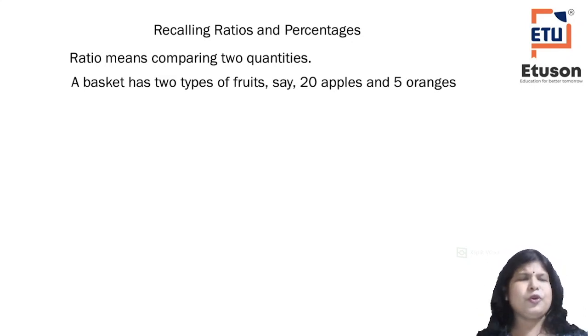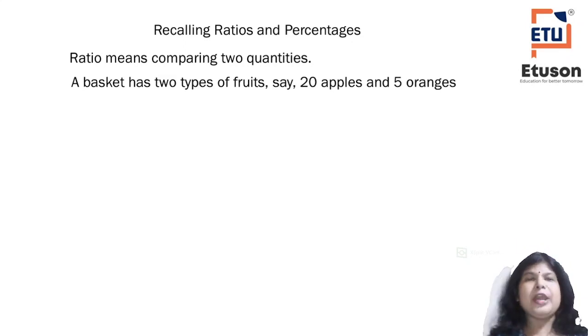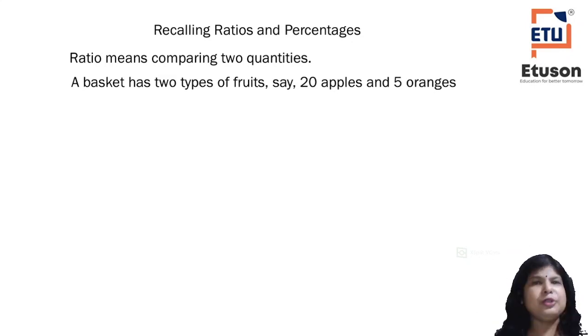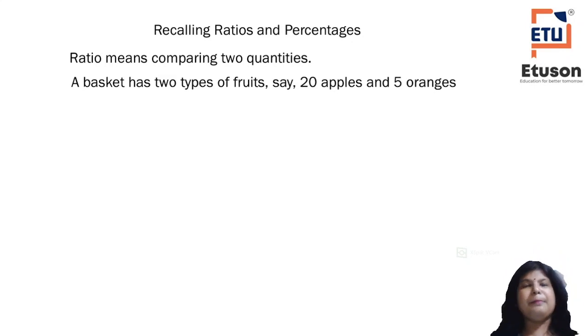This will be more clear if you take one example. You have a basket and it has two types of fruit, say 20 apples and 5 oranges. Now we have to compare the quantity of apples and the quantity of oranges. How are you going to do that? First we will compare by the method of ratio, and then we will compare by the method of percentage. So let us start.